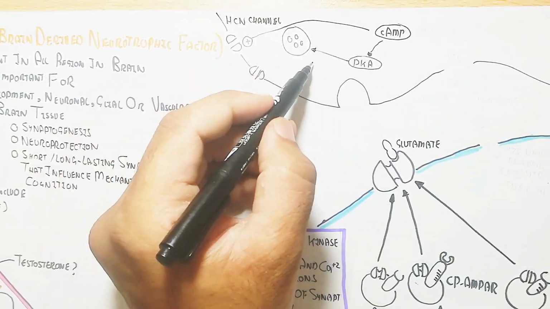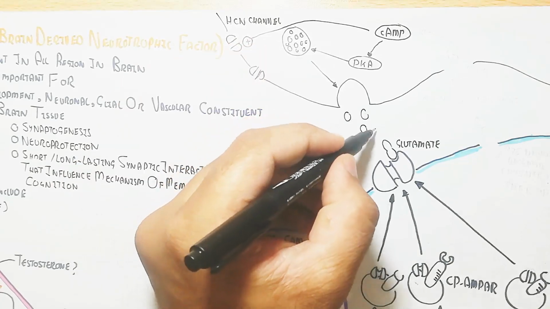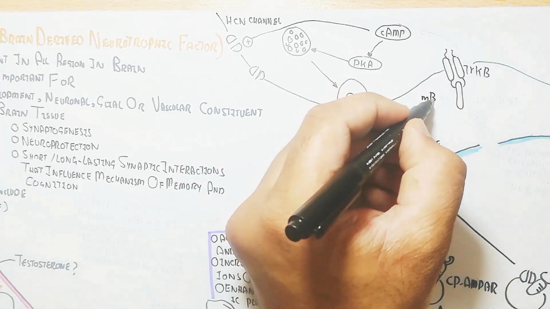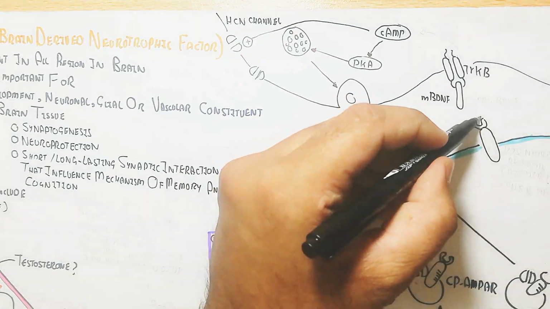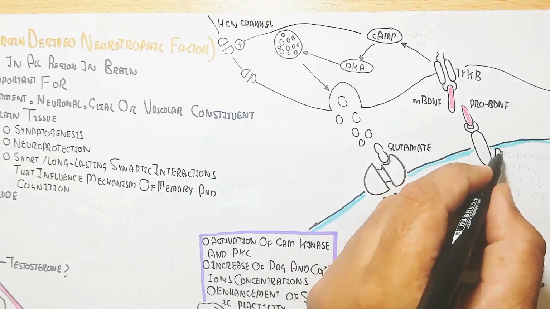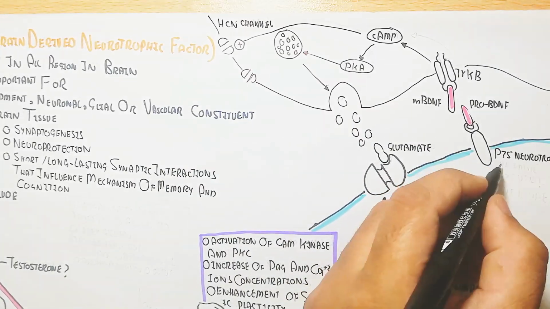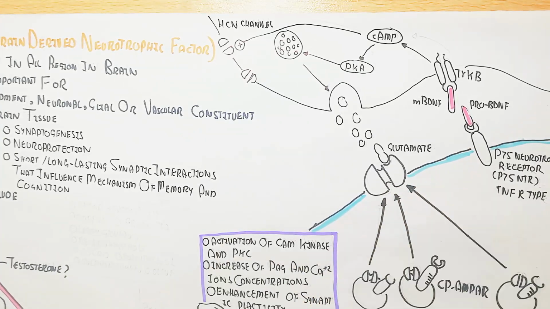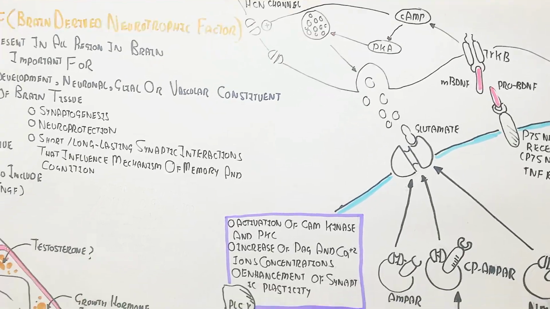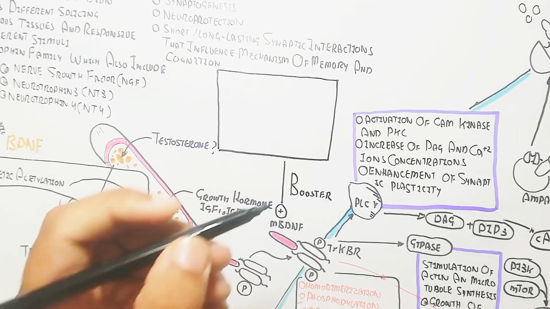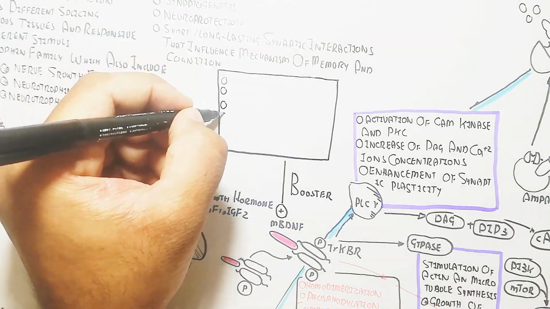In this area you can see that calcium and cyclic AMP will activate protein kinase A, leading to degranulation of glutamate, for example, and the HCN channel is activated, leading to influx of sodium and calcium. Tyrosine kinase B will also bind with the mature BDNF, and pro-BDNF will bind with the p75 neurotrophin receptor, p75 NTR, of the TNF type, which leads to neuroplasticity enhancement in the synapse.